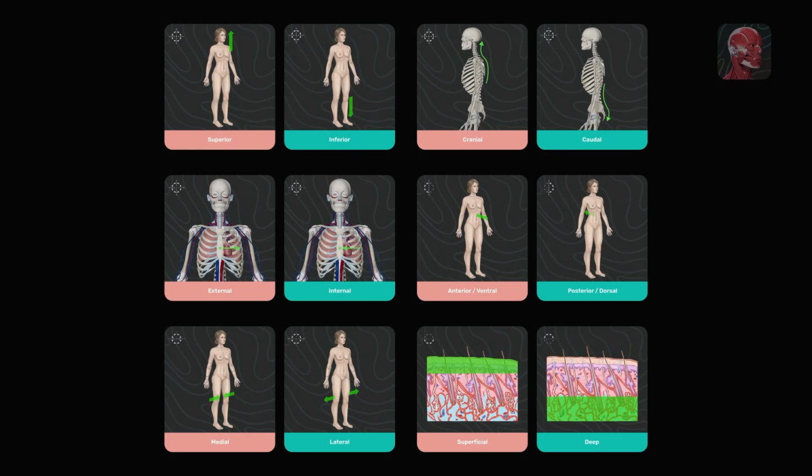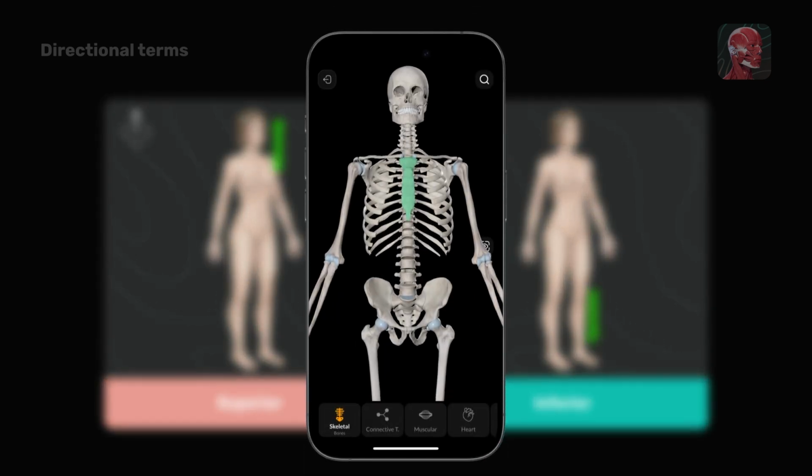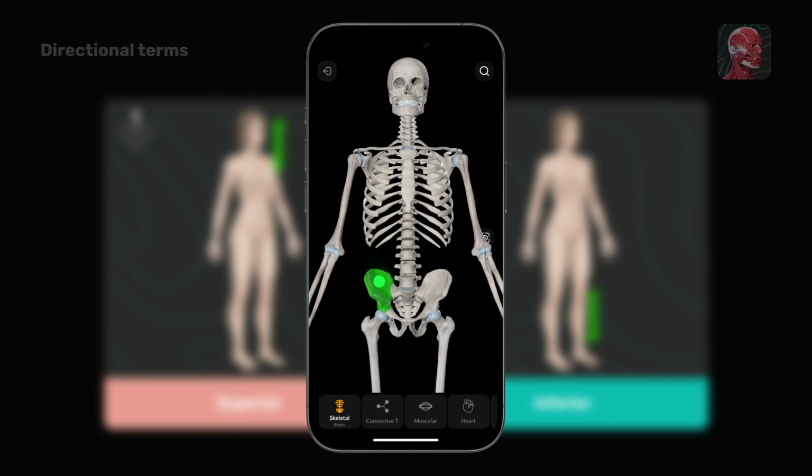There are several paired characteristics used to describe anatomical structures. Superior and inferior. Superior means closer to the head, while inferior means closer to the feet. For example, the sternum is superior to the pelvis, but inferior to the frontal bone.